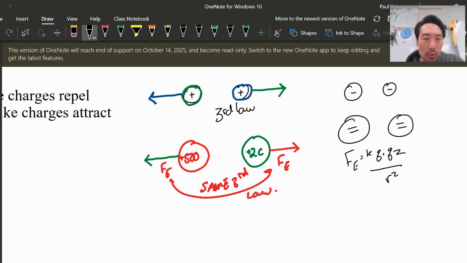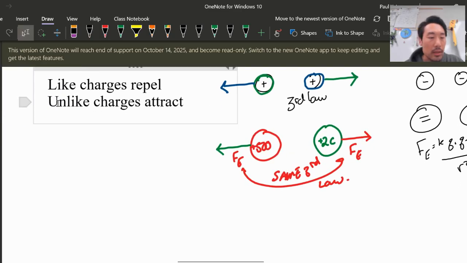If you have a neutral object, that means that your Q for neutral is going to be 0 coulombs. So if we put in 0 in any of that formula, the net force will become 0. So only charged objects. All right. Next, we have unlike charges and they attract.